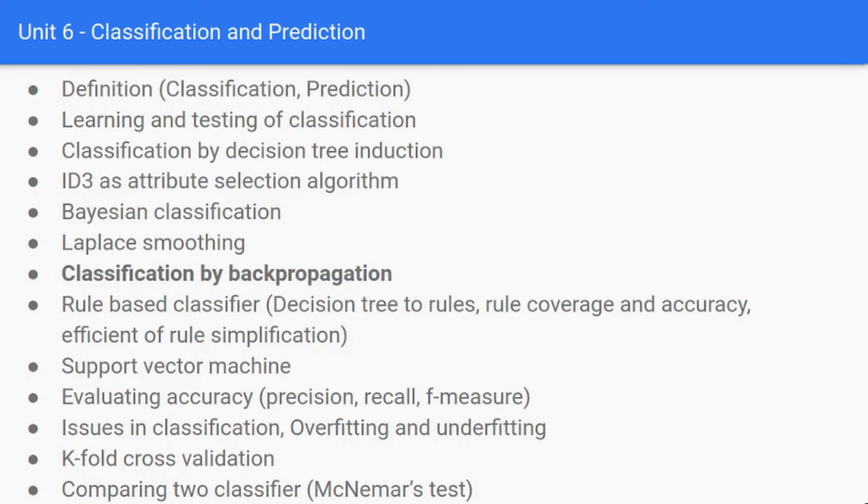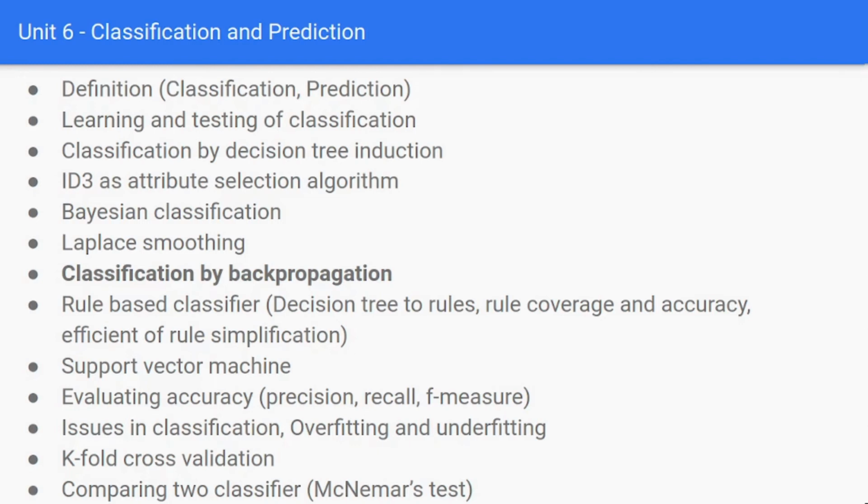We'll start off with those definitions: learning and testing of classification by decision tree induction, ID3 as attribute selection algorithm, Bayesian classification, Laplace smoothing, classification by back propagation, and then rule based classifier. For me, the syllabus has a core, and what I'm really very enthusiastic about, and what I feel is at the very center of even this unit, is classification by back propagation. So that would be very interesting.